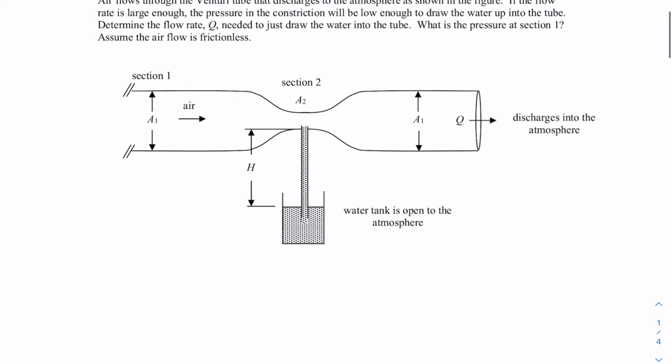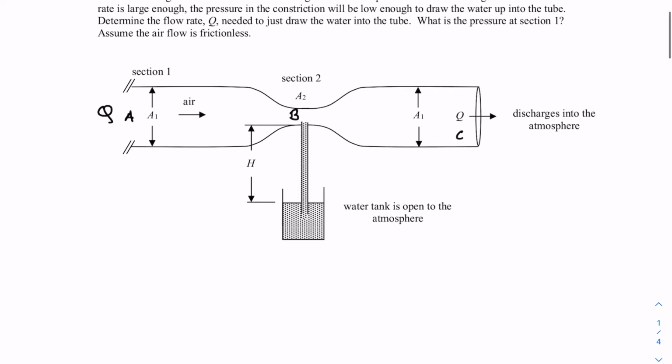So let's say Q is the flow rate of air through this Venturi tube. Then, because of the conservation of mass, Q is the same throughout the Venturi tube. So if I mark these points as A, B, and C, then the velocity at A is Q by A1, and velocity at B is Q by A2.